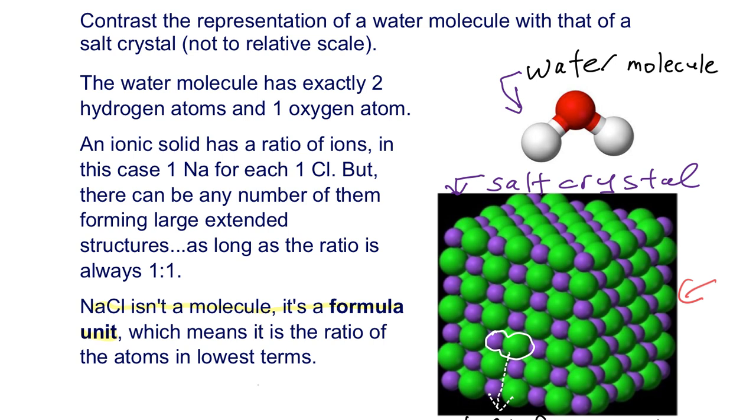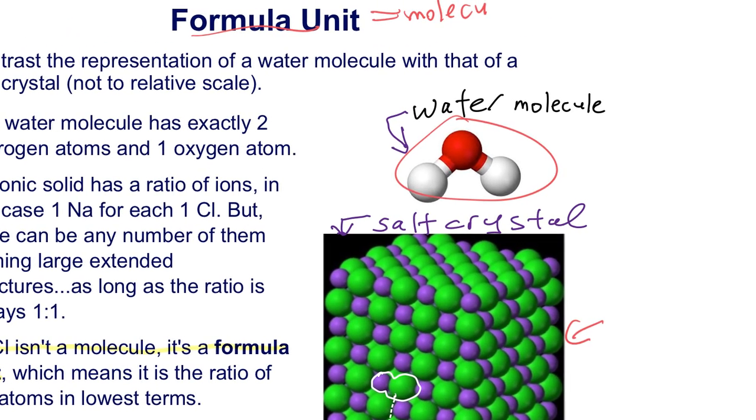Now, we don't call it a molecule like a water molecule. Water molecules don't exist linked to other water molecules by bonds. But in a salt crystal, the formula unit is what we call it, not a molecule, because it's ionic, not covalent. It's like a molecule, but it's repeated over and over to form the salt crystal.